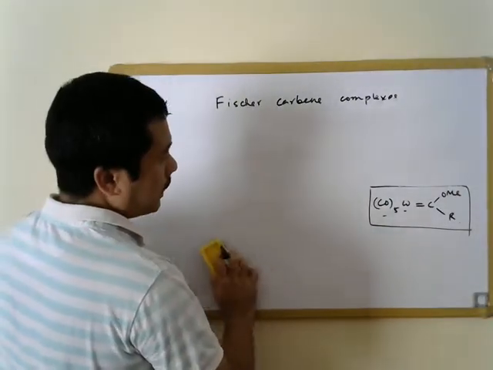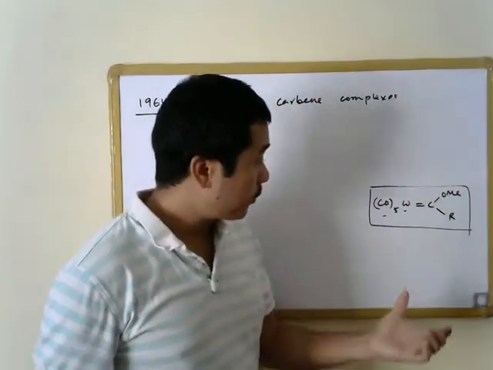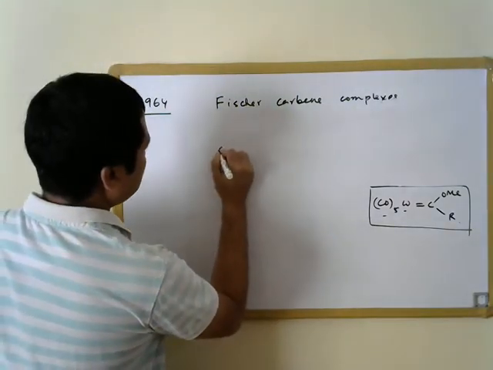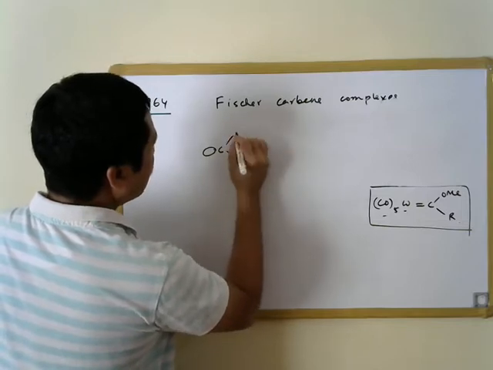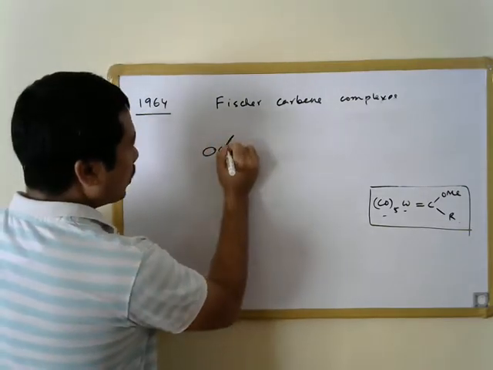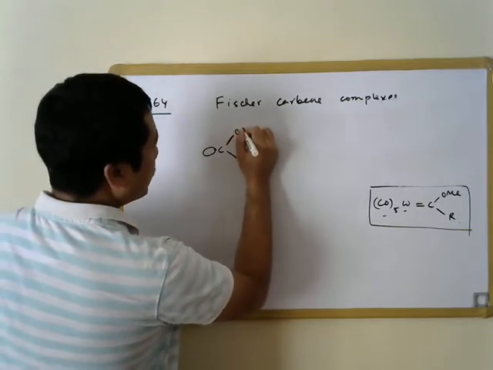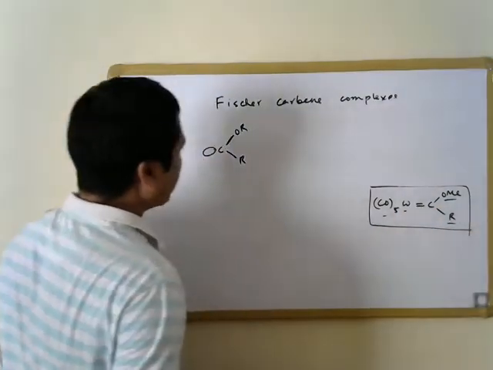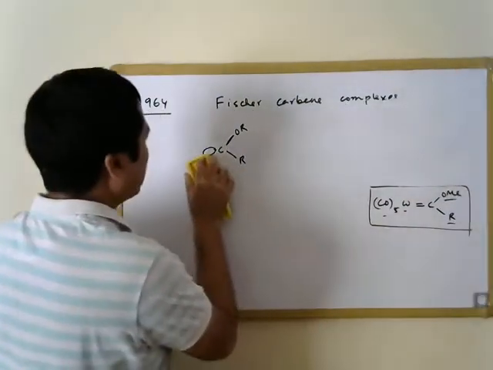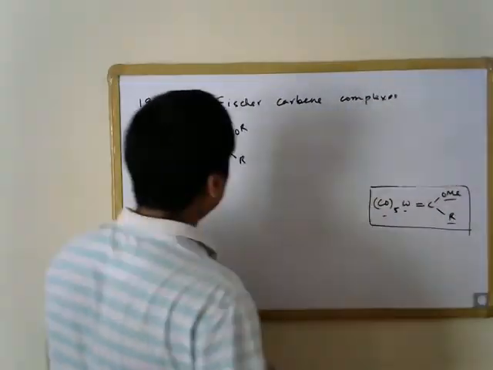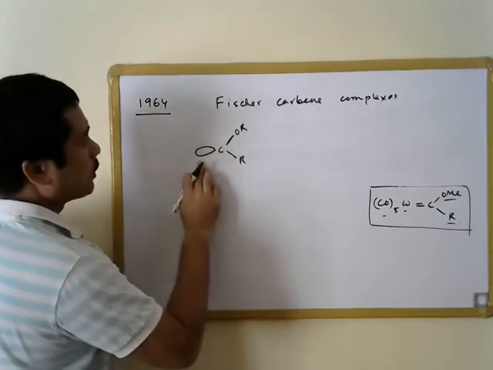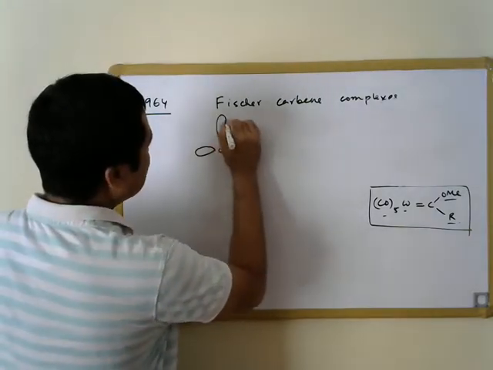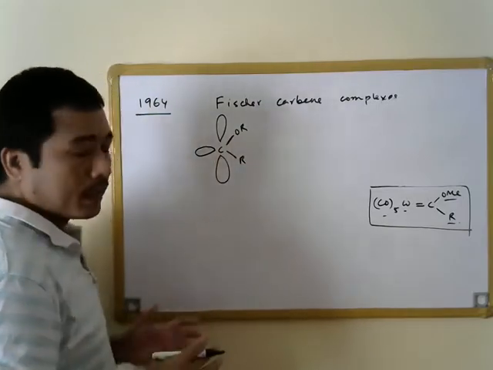So the carbene carbon atom in these metal carbene complexes, as we can see from here, is sp2 hybridized, and two of the sp2 hybridized lobes of the carbene carbon atom are used essentially to form sigma bonds with these two substituents, while the third sp2 hybridized lobe over here is left unused in the carbene. Then there is also an unhybridized p orbital on the carbene carbon atom.